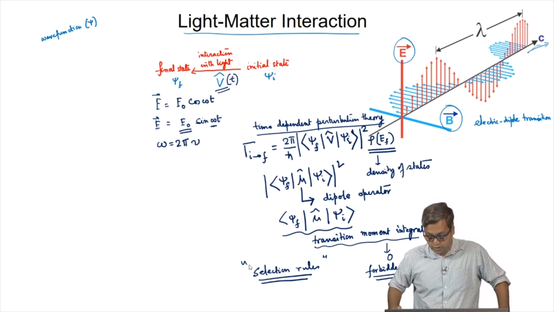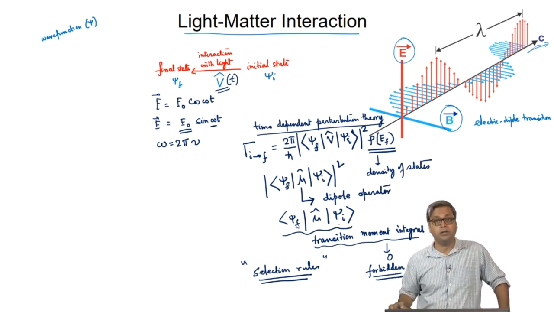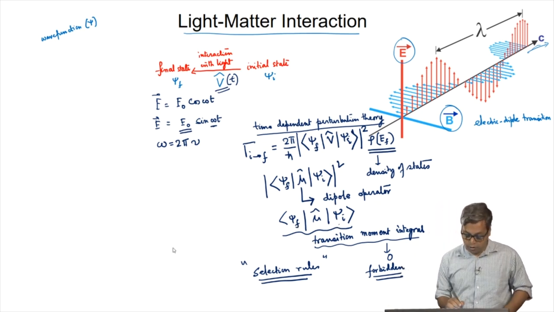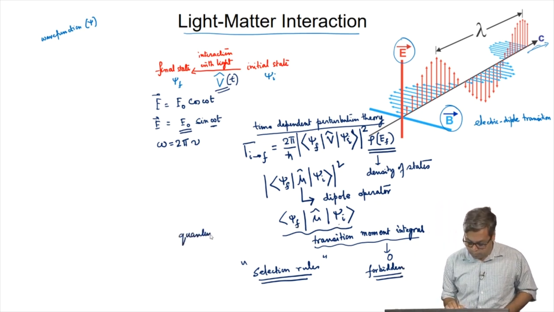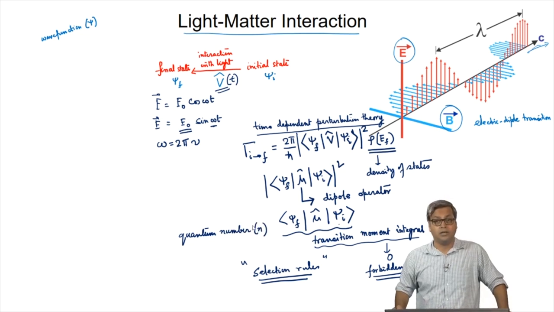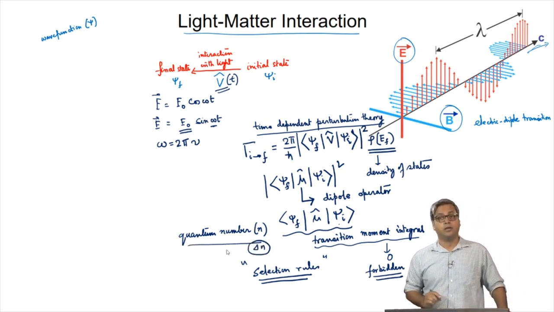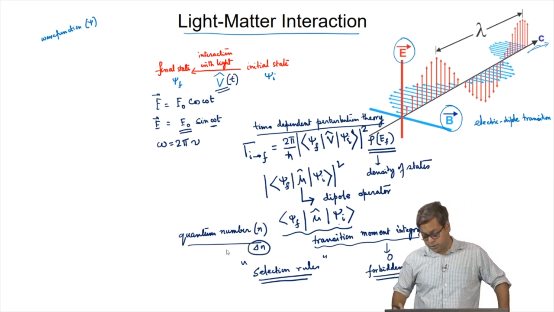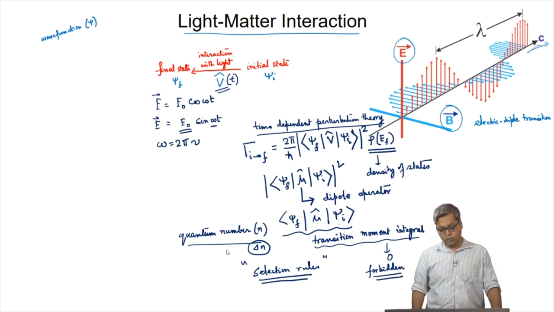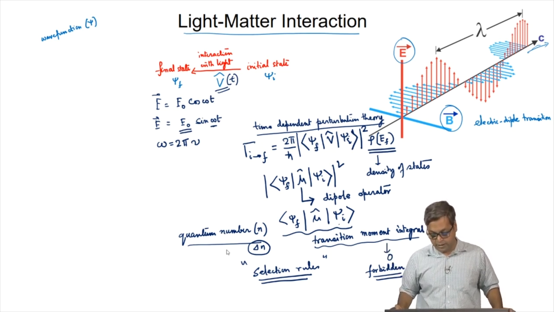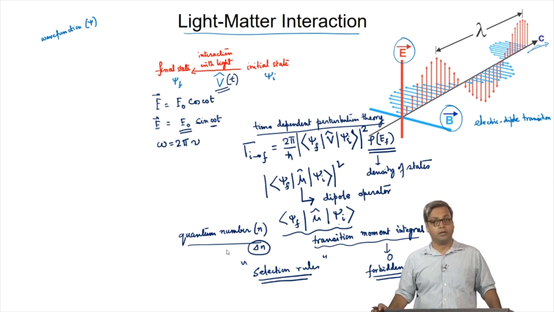Intuitively, the wave functions in the transition moment integral in general depend on quantum numbers, say n, and such selection rules are often stated in terms of change in quantum numbers or delta n. This will be discussed further in specific cases when we go into different forms of spectroscopy. So, this brings us to the end of this lecture. Again, we will solve a couple of problems and then we will come to the end.